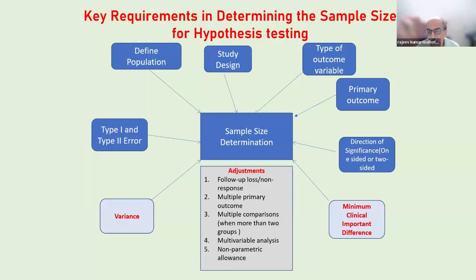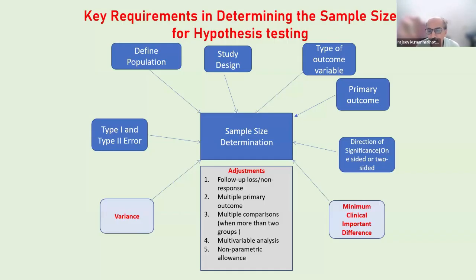Whenever somebody comes to me for sample size calculation, I ask what the variance is, which we can find from the previous study. That is no problem. Another is the clinically important difference. When I ask for the clinically important difference, they get confused about how to find it. I tell the student to ask their guide. The guide will tell what the clinically important difference is, and that is how you estimate it.